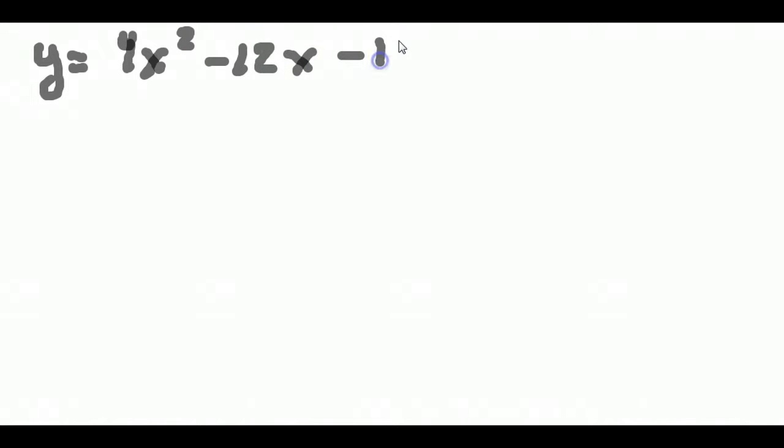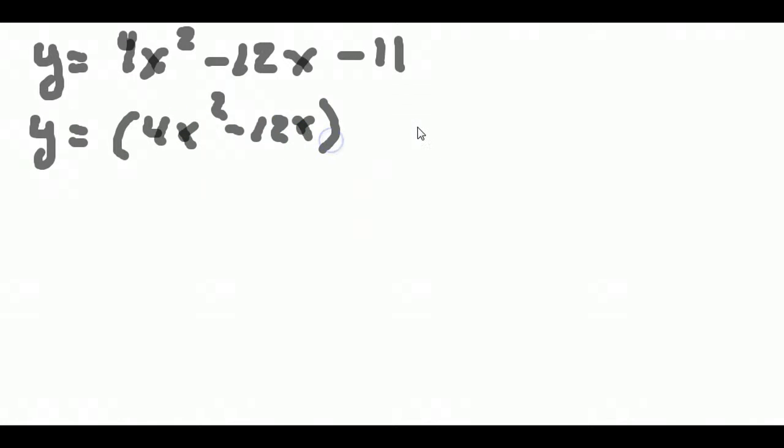You want to do this one again? Yes. Okay, gladly. So we have y equals 4x squared minus 12x minus 11. Again, looking at our first two terms, we need to complete the square. So I have y equals open 4x squared minus 12x close, minus our 11 hanging out there.